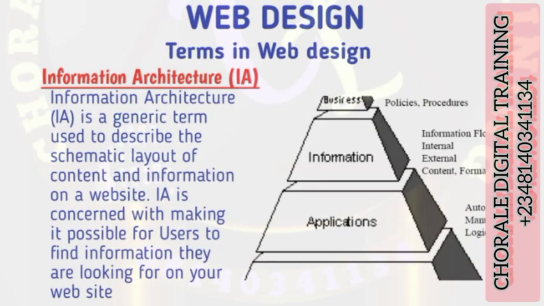The next thing we want to talk about is information architecture. Information architecture is a term used to describe the schematic layout of content and information on a website. It is called IA. Hearing me say IA, it's called information architecture. It is concerned with making it possible for users to find the information they are looking for on your website. So this is called information architecture.